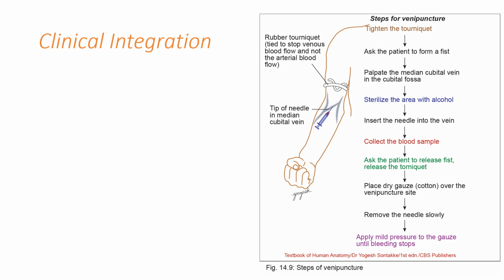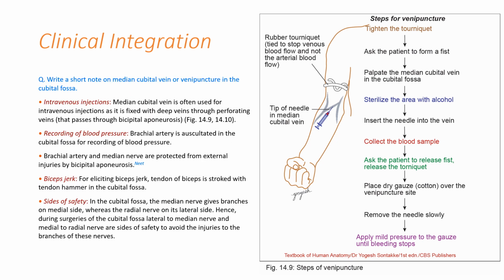Coming to the clinical correlation. This median cubital vein is very important because it is useful for venipuncture in the cubital fossa. The median cubital vein is often used for intravenous injections as it is fixed to the deep veins through perforating veins, which pass through the bicipital aponeurosis. So you can tie the tourniquet over here and withdraw blood from the median cubital vein, or you can give intravenous injections.